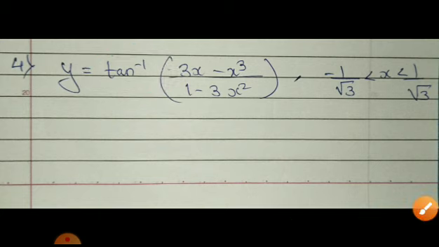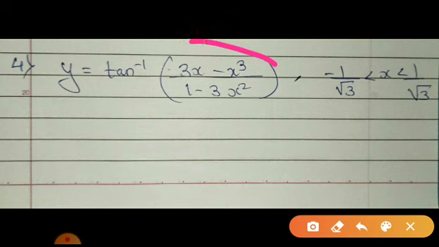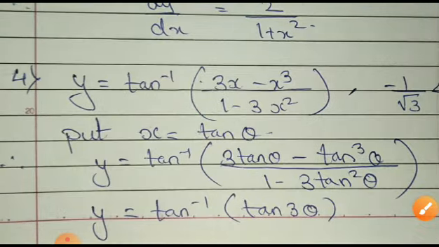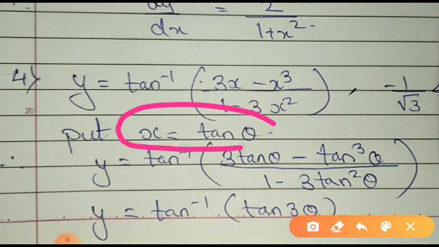Okay, now here, this is of which identity? 3x minus x cube by 1 minus 3x square. Is it like 3 tan x minus tan cube x by 1 minus 3 tan square x? Which identity is it? It is tan 3x. Yes. So what should be my substitution? My substitution will be x as tan theta.